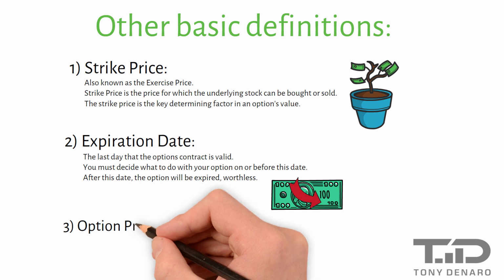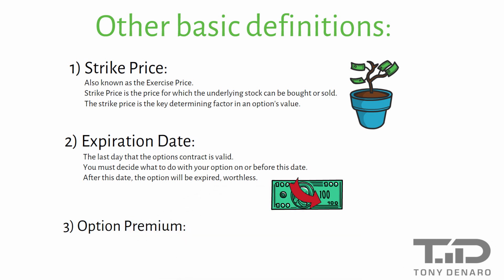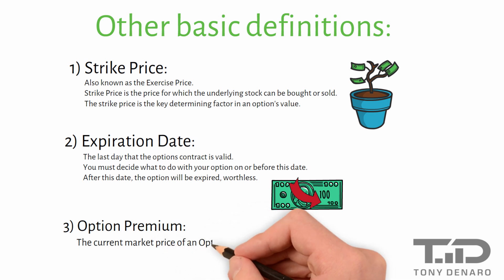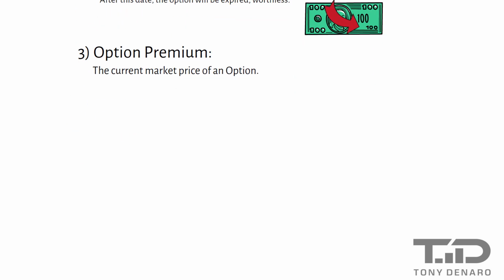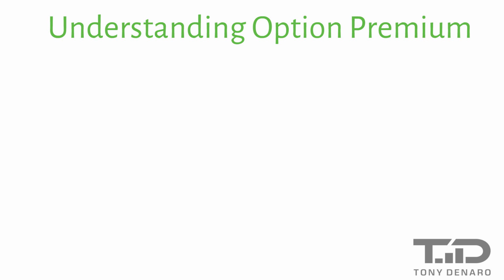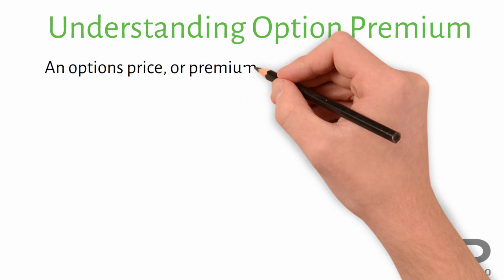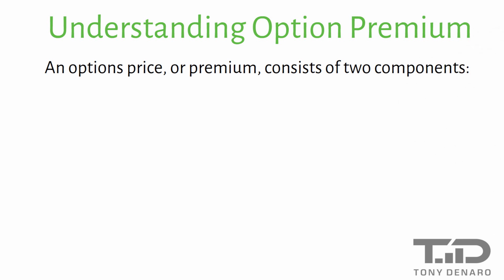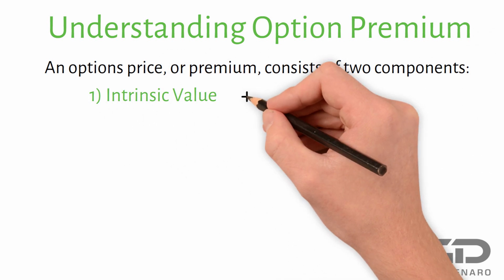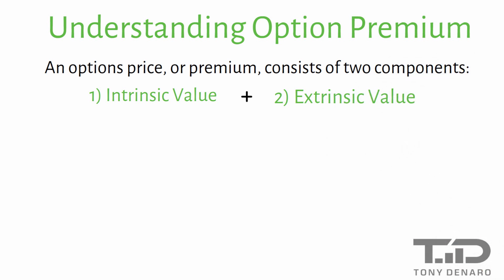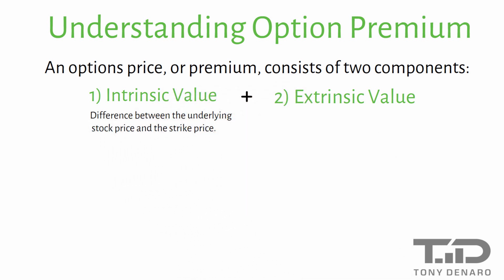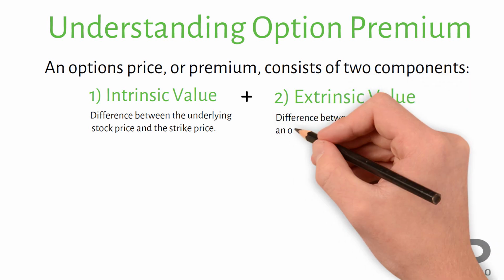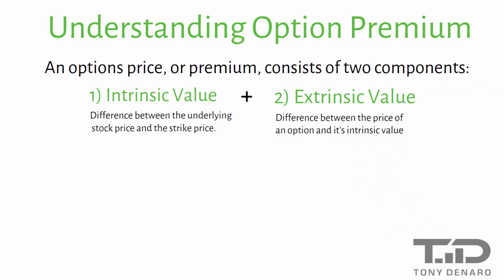The final basic definition is the option premium. Now, when you hear us talk about premium, it means the current price of the option. Understanding options premium. An option's price or premium consists of two components: the intrinsic value plus the extrinsic value. The intrinsic value is the difference between the underlying stock price and the strike price. Extrinsic value is the difference between the price of an option and its intrinsic value.